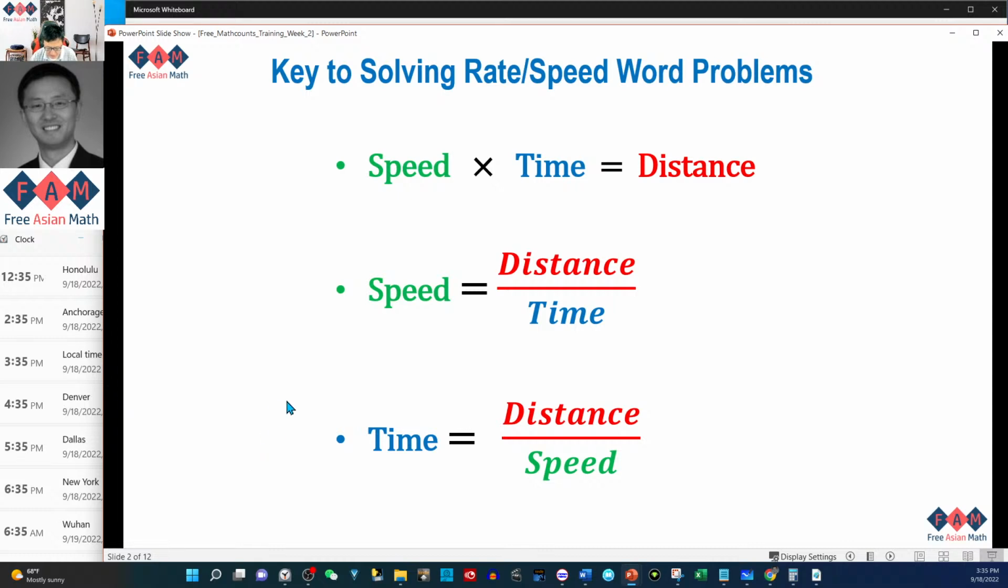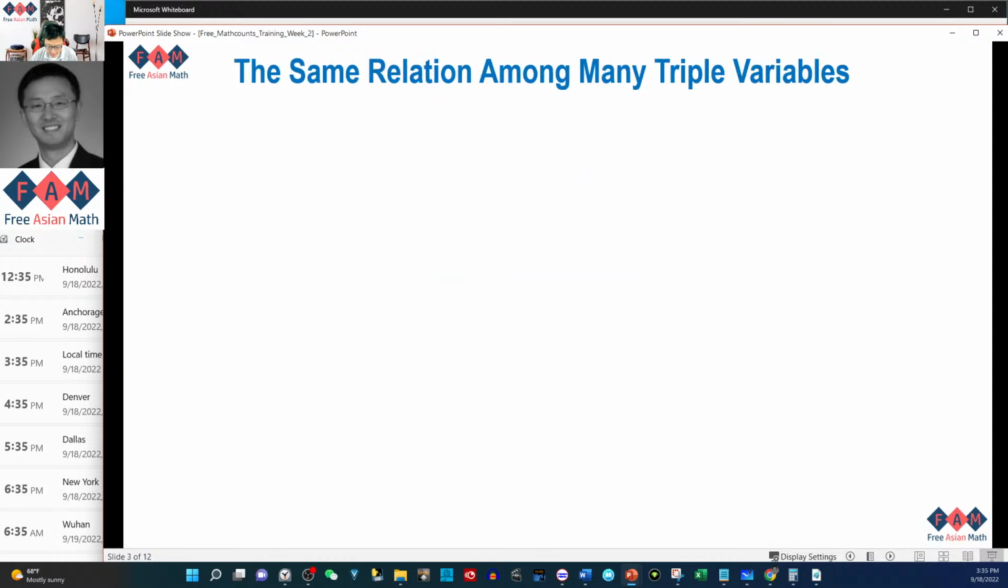And actually, this is not just limited to speed related problems. In our real world, many such multiplicative relationships exist. If we abstract the same relationship into a mathematical relationship, it's really something like you have three parameters, A times B equals C. And of course, this will also give you two division relationships: A equals C divided by B, and B equals C divided by A.